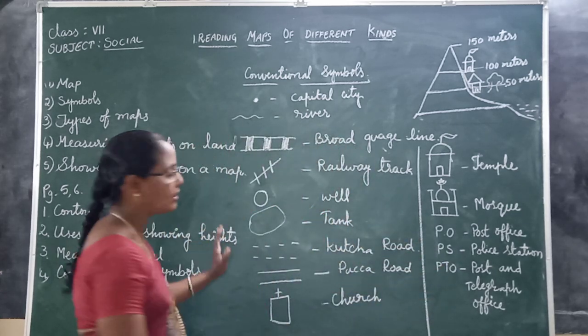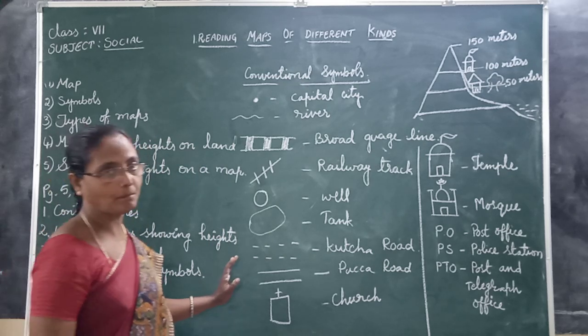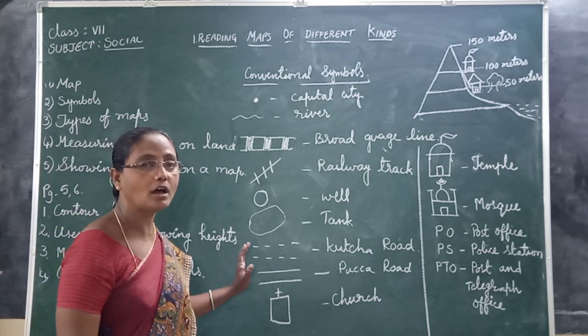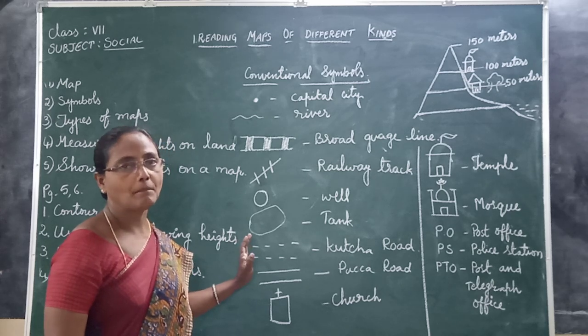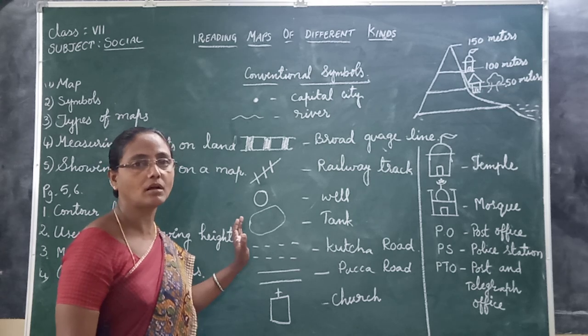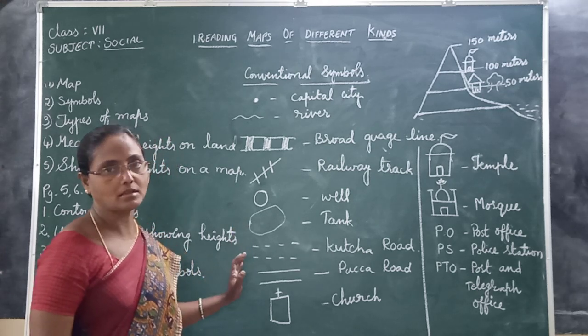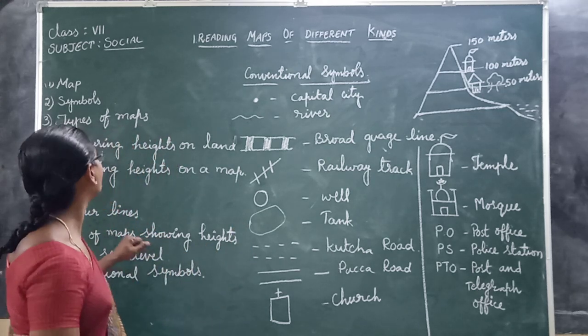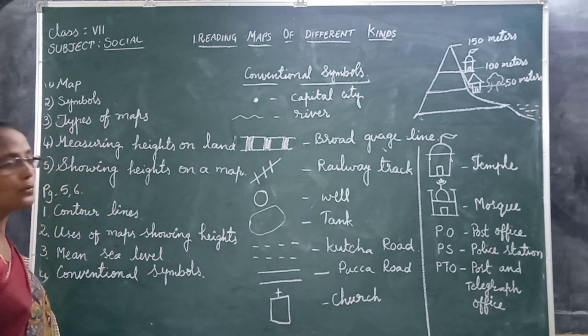These are some of the conventional symbols. These symbols are used by all the map makers. These are the common symbols. Some common symbols are called the conventional symbols. Okay, understand? Okay, once again I will repeat these points.